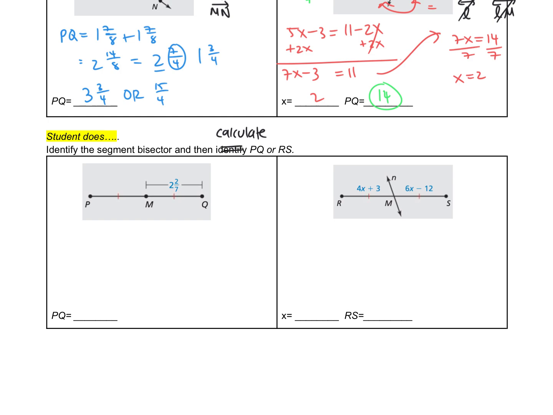Okay, so for the first one, the segment bisector should be point M. Is there any other way that we can write this bisector? Is there any other way to express point M?